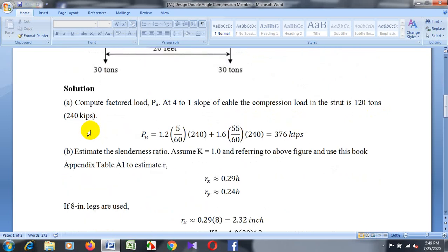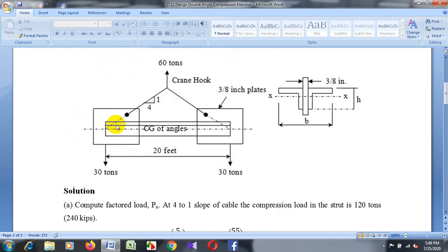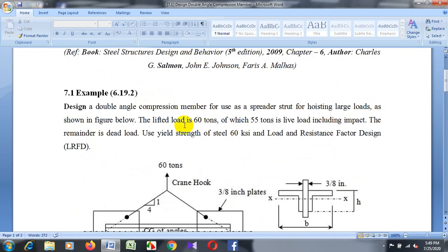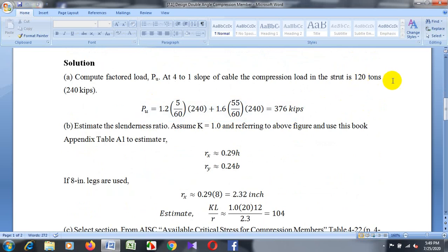Now the solution. First of all, compute the factored load Pu at a 4 to 1 slope of the cable. The compression load in the strut is 120 tons, that means 240 kips. These are the 4:1 angle, and the total load: dead load and lifted load 60, live load 50, which sum to the compression load of 120 tons. This part is the dead load, this part is the live load. Finally estimate the slenderness ratio, assuming K equal to 1, referring to the above figure, and use this book's appendix table A1 to estimate r. The book means the Salmon book. Follow these books.